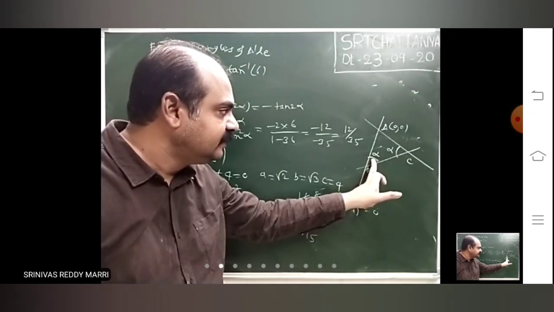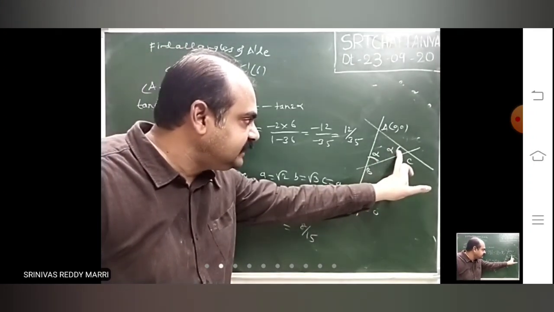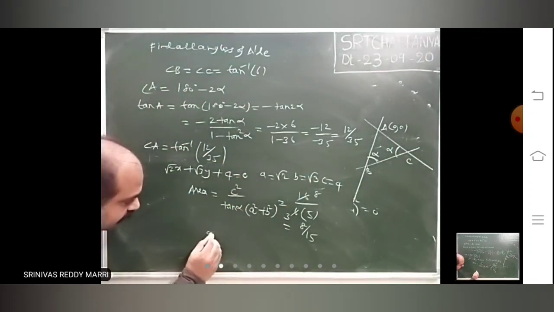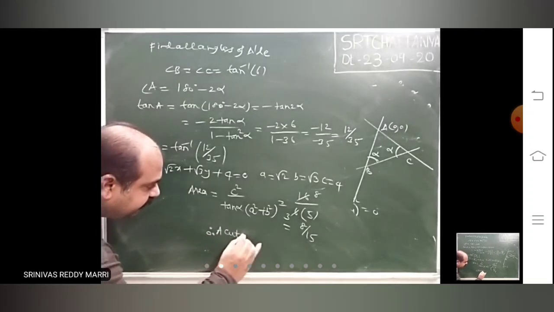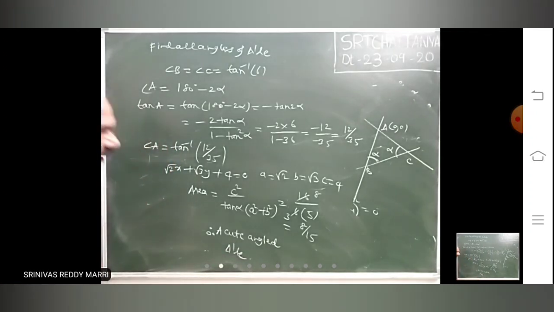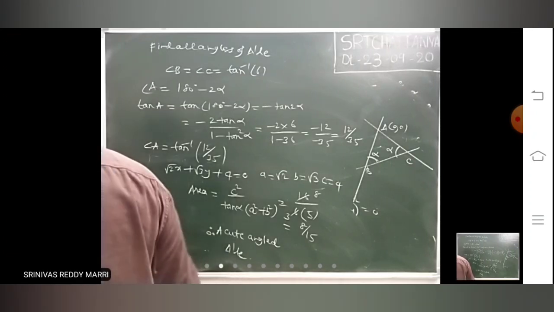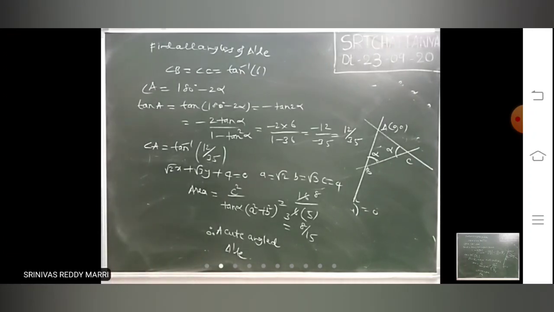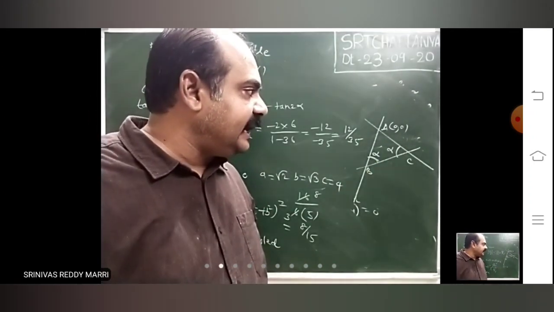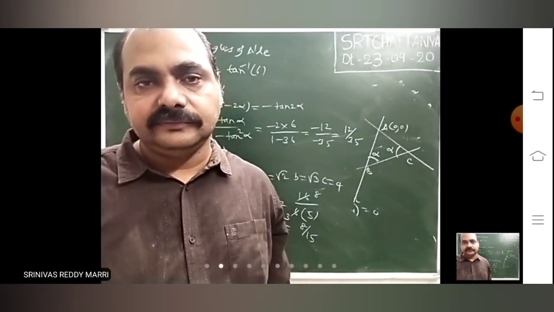Tan alpha is positive, tan B is positive, tan C is positive, tan A is positive. Therefore, acute angle triangle. What type of triangle also he will ask? Acute angle triangle, because tan B, tan C, tan A are positive. So all the angles lie in first quadrant. That means it is acute angle triangle. Like that, this model. The equations of lines passing through origin and making an equal angle alpha with the given line.